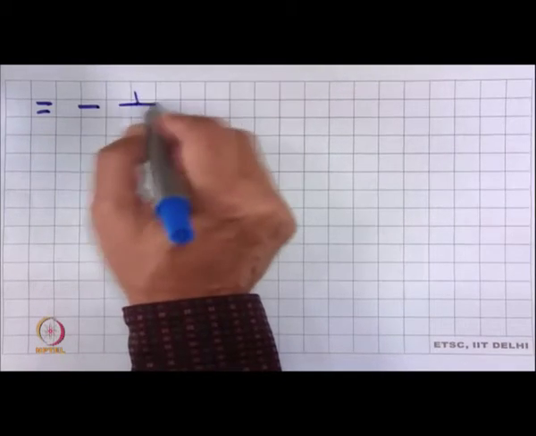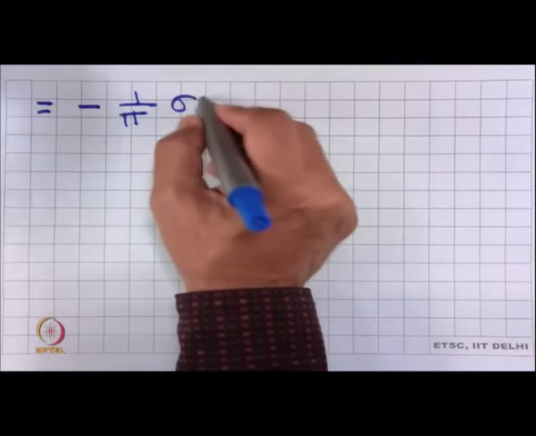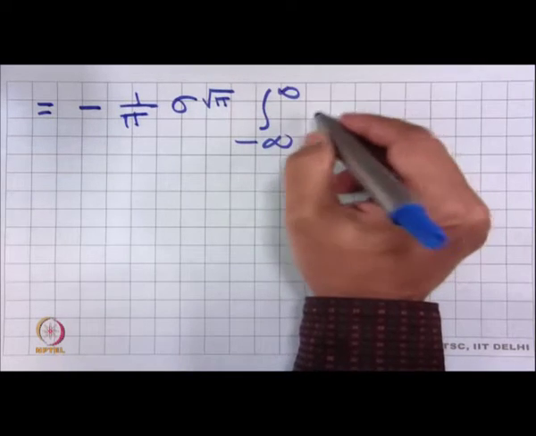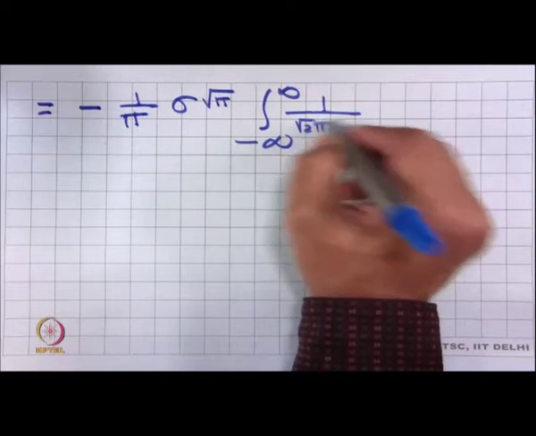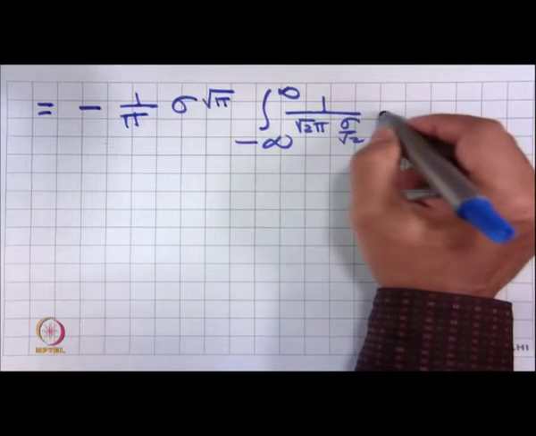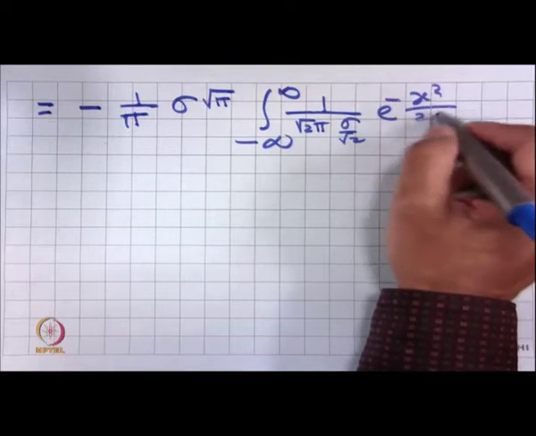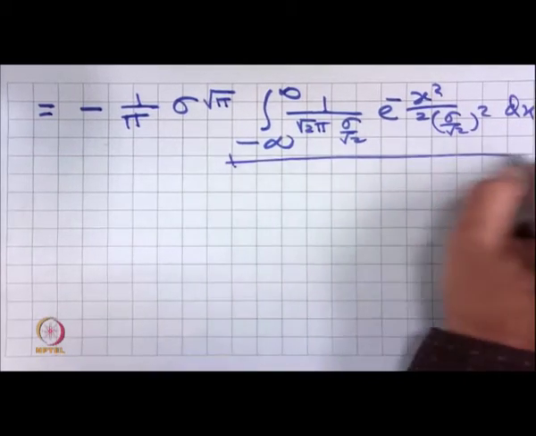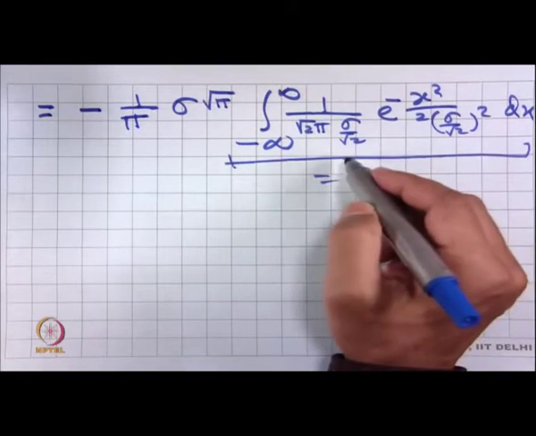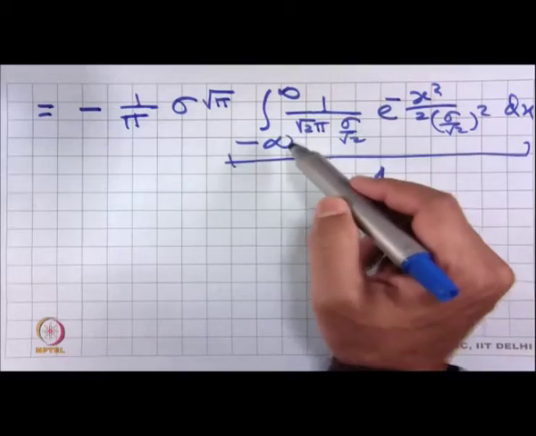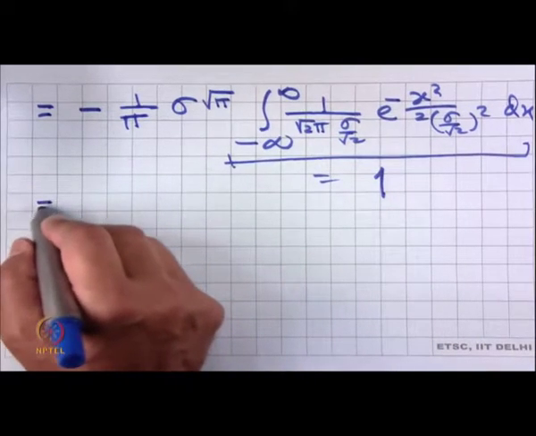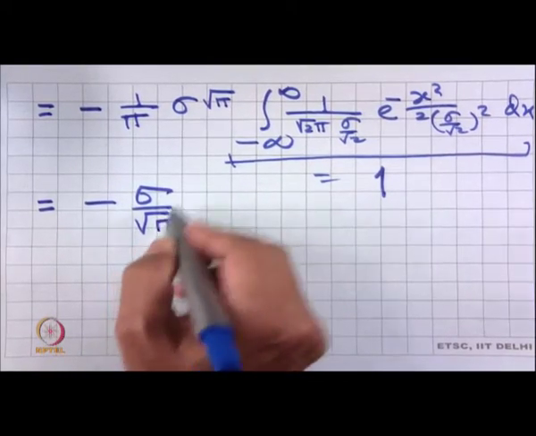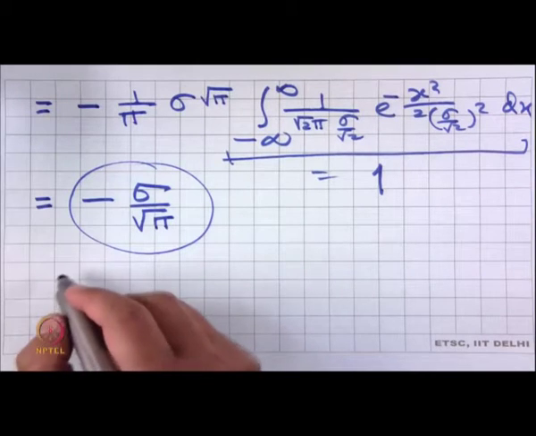That is equal to minus 1 over pi sigma root pi, the integration from minus infinity to infinity of 1 over root 2 pi sigma over root 2, into e to the power minus x square upon 2 into (sigma over root 2) whole square, dx, and this part is equal to 1, because I am integrating a PDF from minus infinity to infinity. Therefore, this is equal to minus sigma over root pi. So, that is the answer.